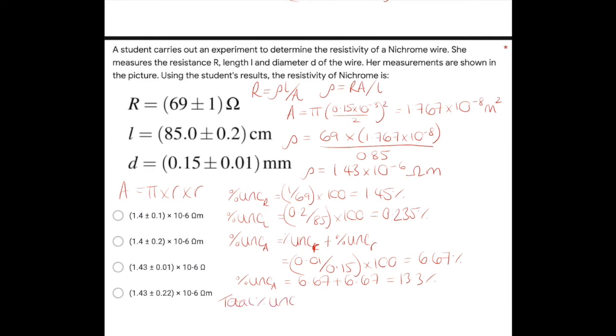13.3%. So our total percentage uncertainty is the sum of the resistance, the length, and the area, which gives us a total percentage uncertainty of 15.02%. And when we then take our value of 1.43 times 10 to the minus 6 and we multiply that by our value for percentage, we end up with an absolute uncertainty of 2.15 times 10 to the minus 7. So when we look at our options down here, what we have is a value of 1.4 plus or minus 0.2 times 10 to the minus 6 ohm meters.